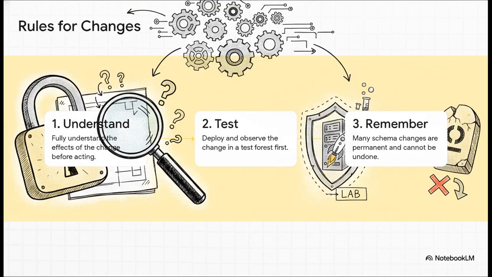So here's the bottom line. Look, sometimes you have to extend the schema. Certain applications require it, but you have to do it with extreme care. The advice basically boils down to 3 golden rules. First, you need to understand the full effect of what you're about to do. Second, you always deploy and test it in a lab environment first, never in production. And third, and this is a big one, you have to remember, most schema changes are permanent. They're irreversible. There's no undo button.